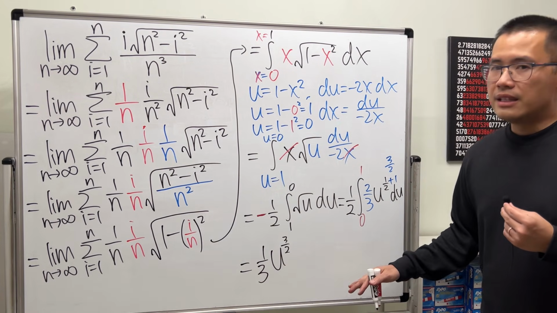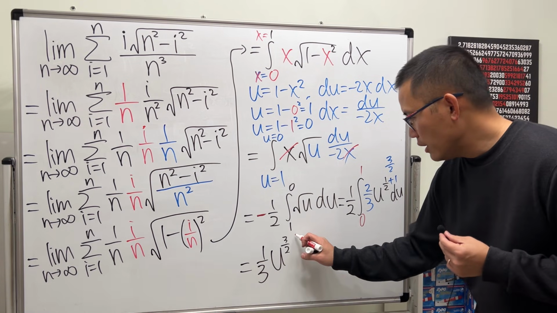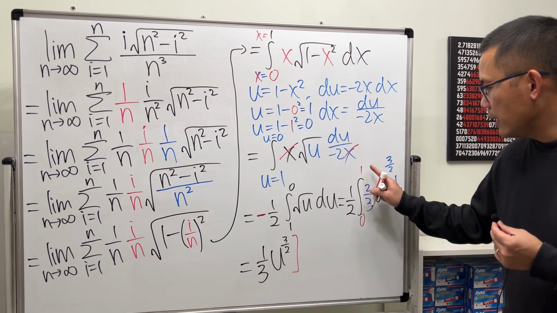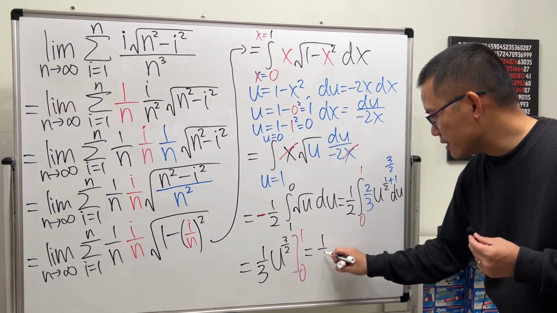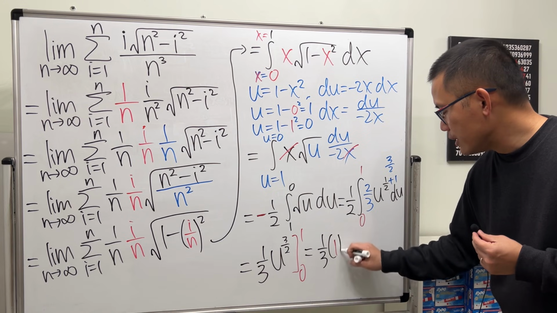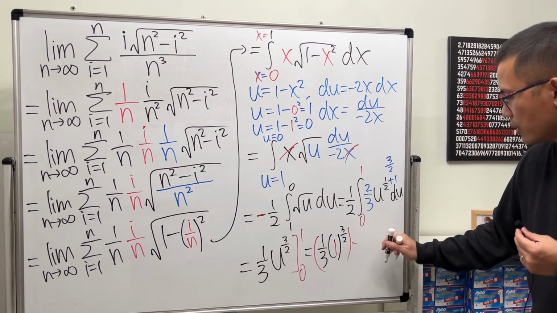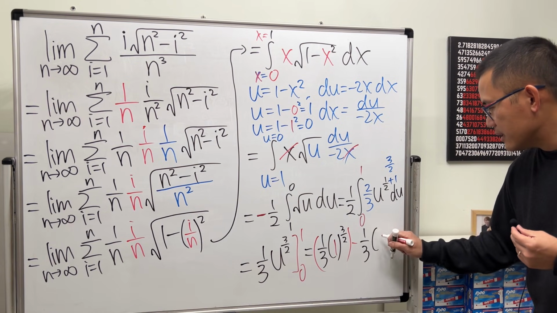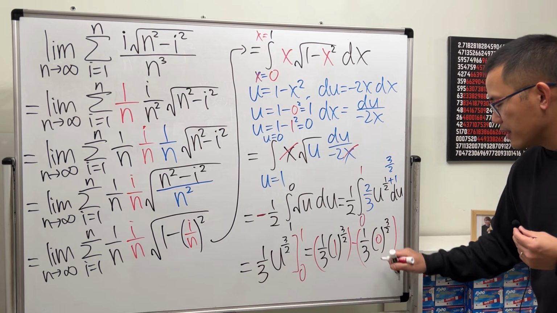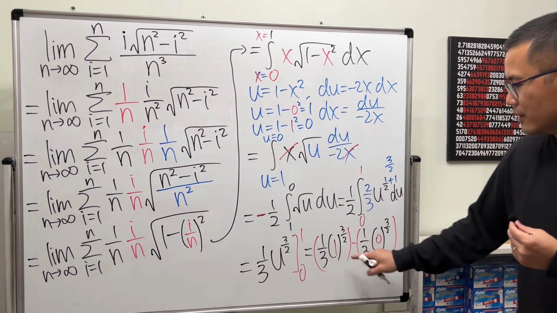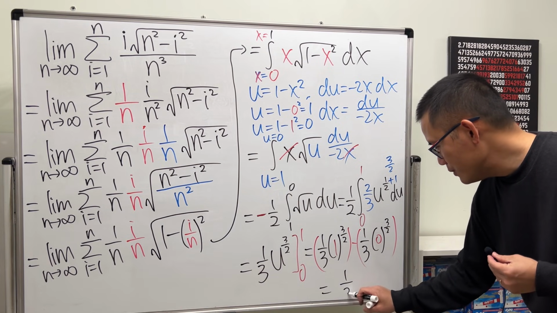And because at the end, the answer is just going to be a number, you can finish everything in the u world, and we just care about plugging 0 and 1 into the u. 1 goes in first, so we have 1/3 times 1 to the 3/2 power, and then minus plugging in 0, 1/3 times 0 to the 3/2. Of course, that's just 0. 1 to this power is just 1. So all in all, the answer is equal to 1 over 3. And then we're done.